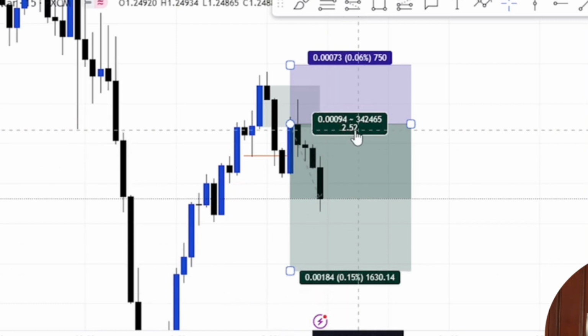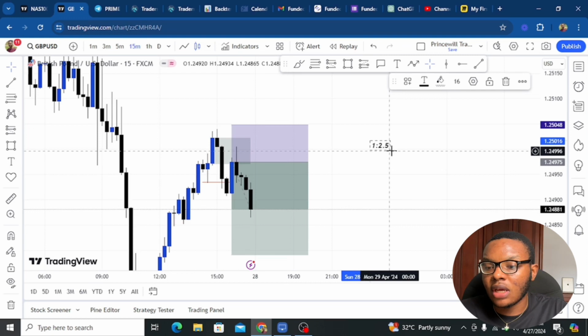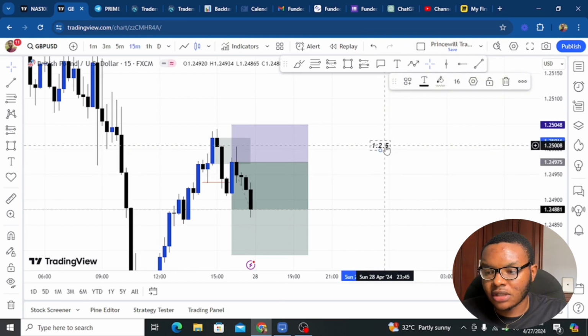2.52 is a risk to reward. Meaning this here multiplied by 2.52 is going to give you this here. So basically, what it means here is we have risk to reward to be 1 to 2.52, right? Let's take out the 2 and then make it 1 to 2.5 as our risk to reward. Let's make this bigger.